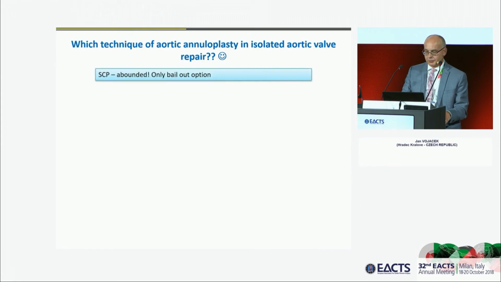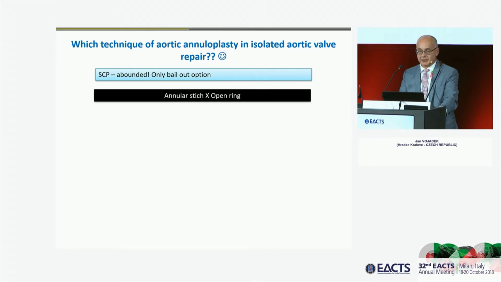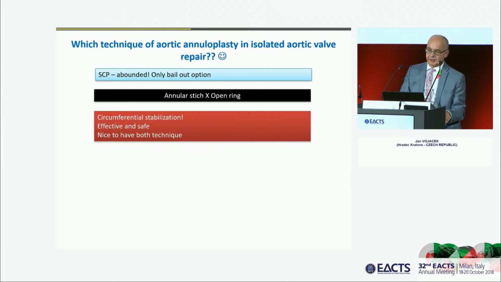So which technique is actually better? I would say subcommissural plication, as I said, is abandoned and should be used only as a bailout option, and either the annular stitch or the open ring are very feasible. They are very effective, and it's nice to have them both in the armamentarium.